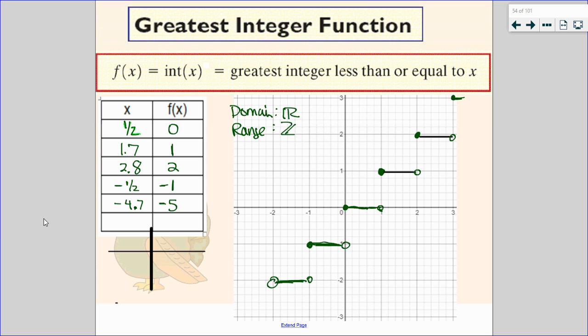So wouldn't the graph be a circle there? So if you're negative 4.7, that's really the same thing as negative 1.7. Negative 1.7 goes to negative 2. So, yeah, I forgot to fill this in right here. The closed are always on the left. Oh, but once you get to negative one, that's negative one. Yeah, so anywhere between negative 1 and 0, it's negative 1.